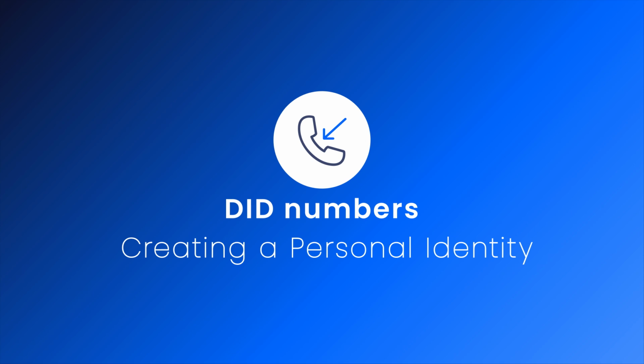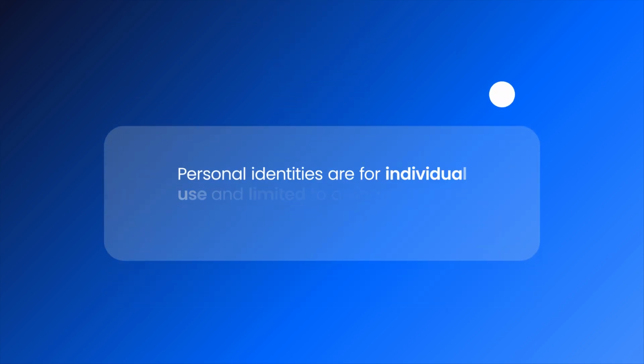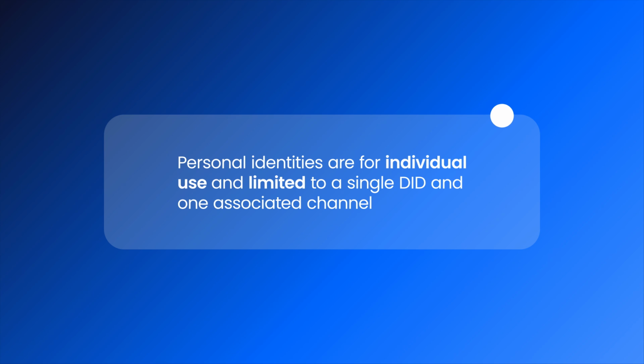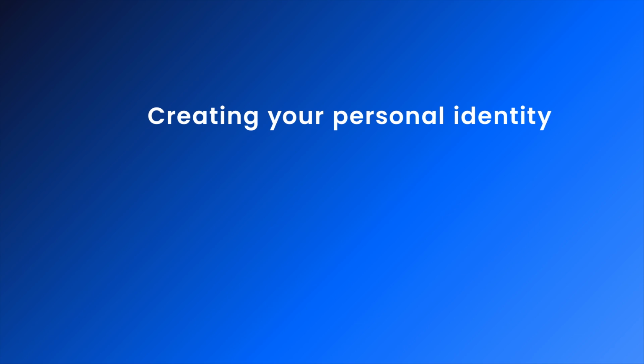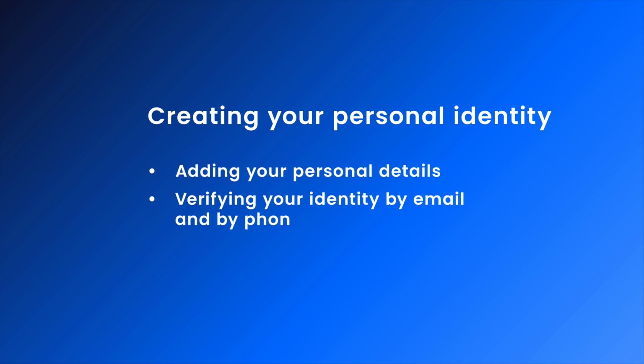In this video, we'll show how to create and submit your personal identity, which is required for all individual DID purchases. Please note that personal identities are for individual use and limited to a single DID and one associated channel. You will learn how to create your personal identity, including key verification steps, adding your personal details, verifying your identity by email and by phone, and uploading supporting documents.